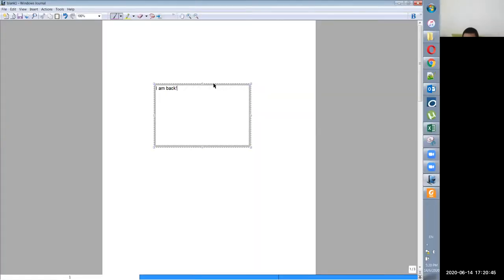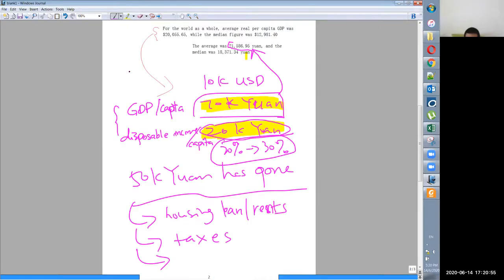Yeah, so we were talking about statistics and you realize there is a huge difference between the GDP per capita and disposable income per capita in China. So 50K yuan has gone somewhere. So mainly the housing loan and rents and taxes. And I guess the living cost is also quite high over there. Yeah, the living cost. So people only get to retain 20 to 30% of their GDP per capita, all right? So let's move on.